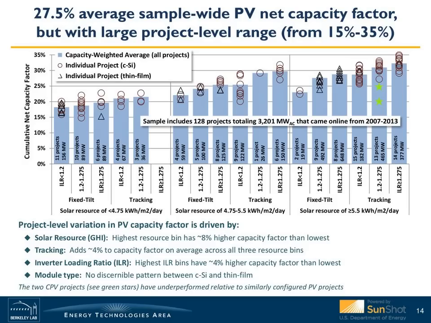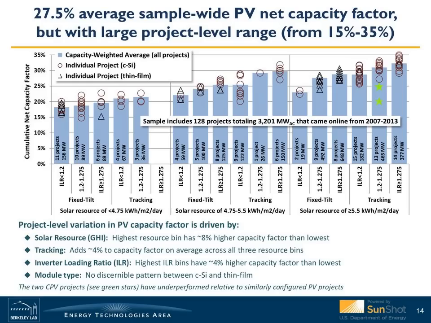So across this 3.2 gigawatt sample, the average capacity factor was 27.5%, and again, that is expressed in AC terms. But you can see that there is quite a bit of individual project level variation around that mean, with individual projects ranging from 15% all the way up to 35%.